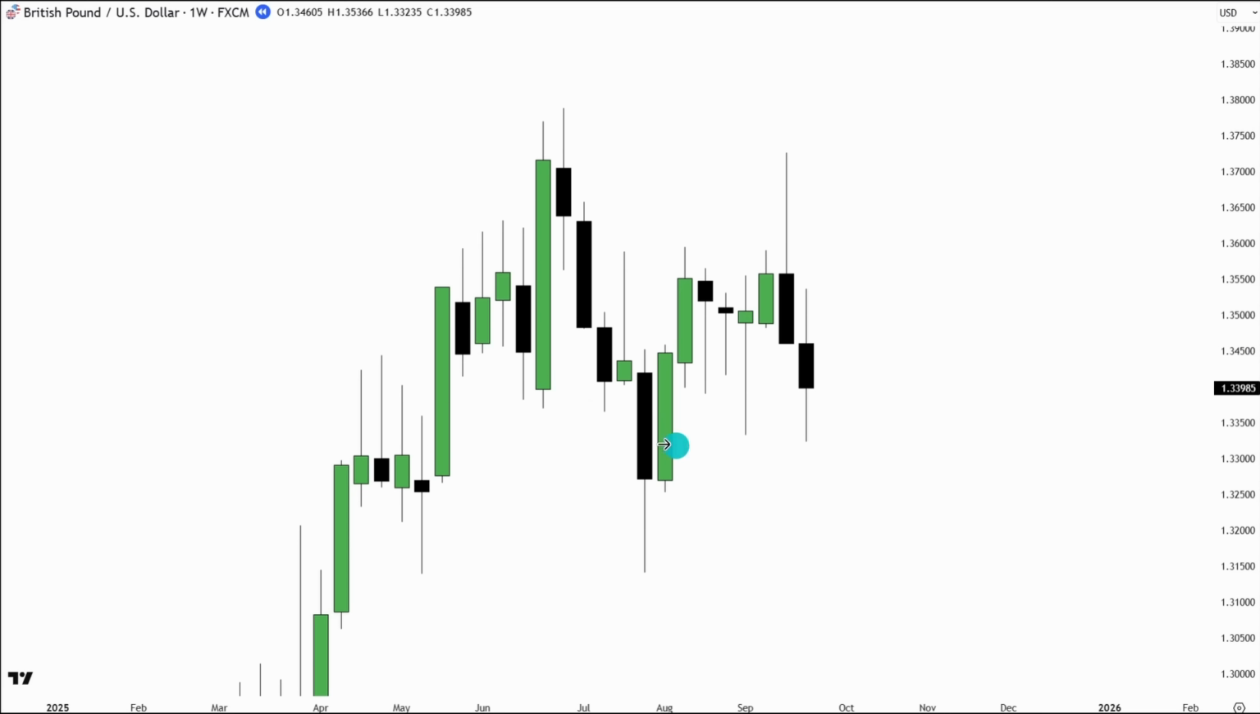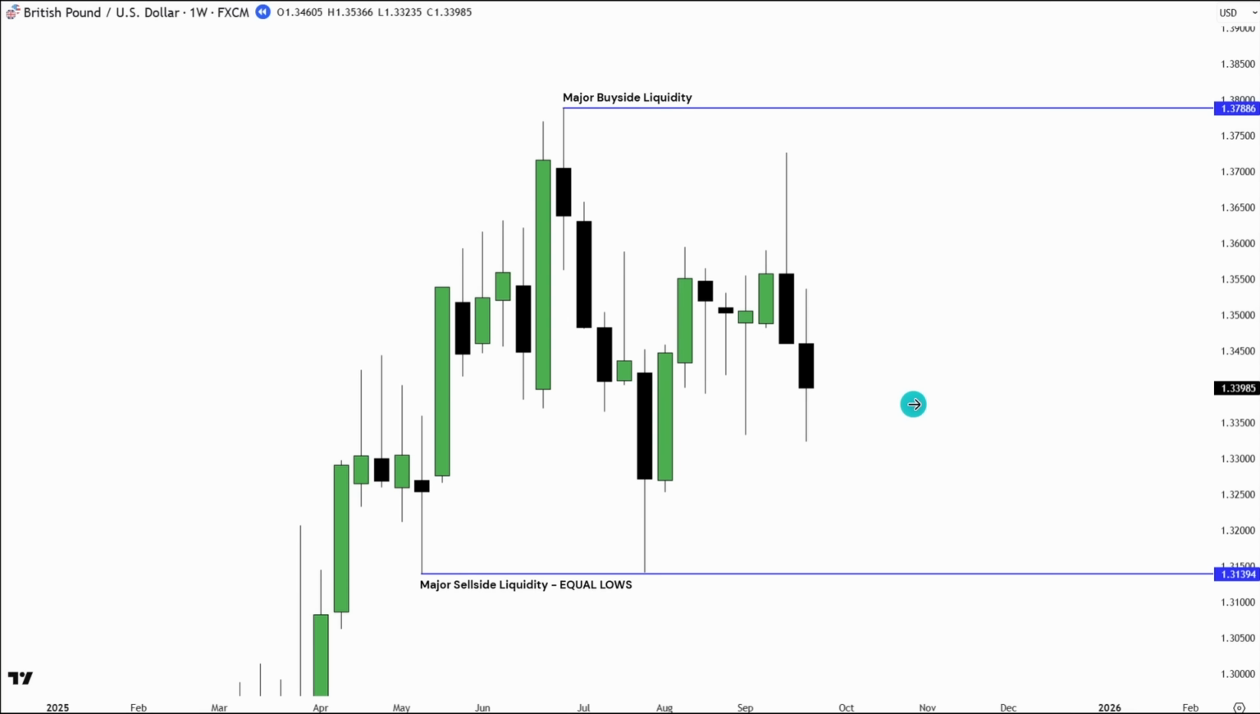Okay, so let's jump into a chart. Here we are on the weekly time frame for the British pound. Now, the first thing that I want to do when I'm on the higher time frames is bracket out the highest high and the lowest low in order to determine where we have the major buy side liquidity pool and the major sell side liquidity pool.